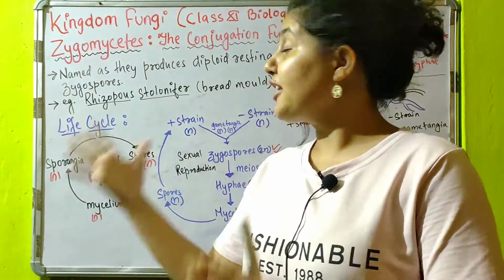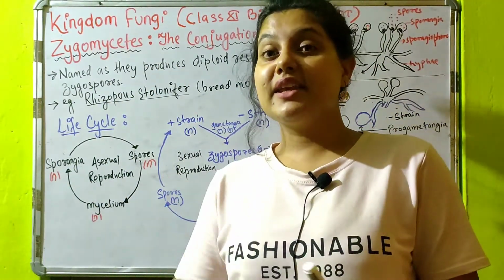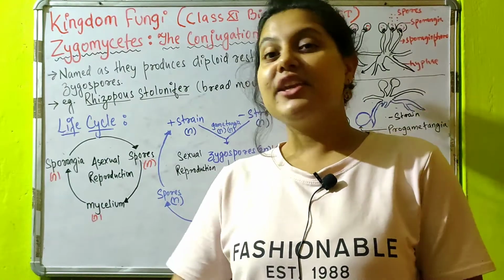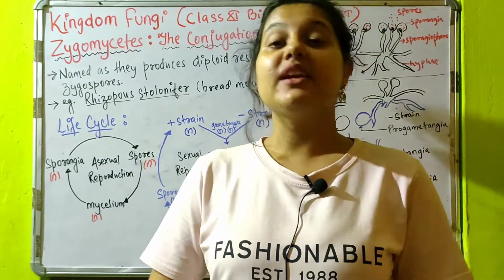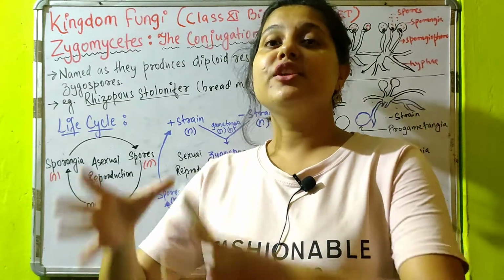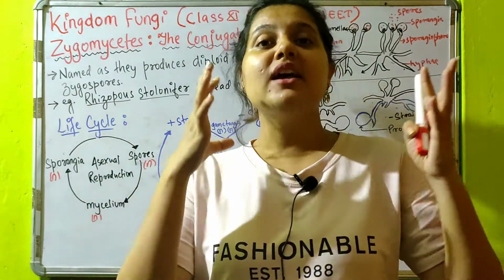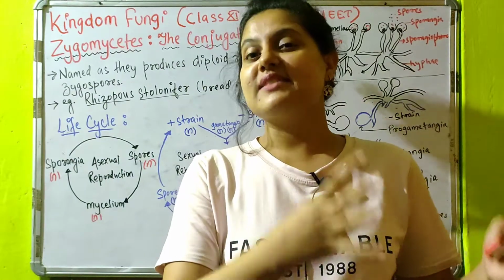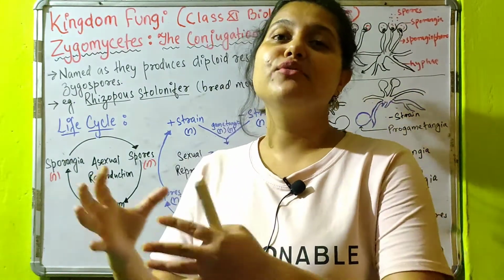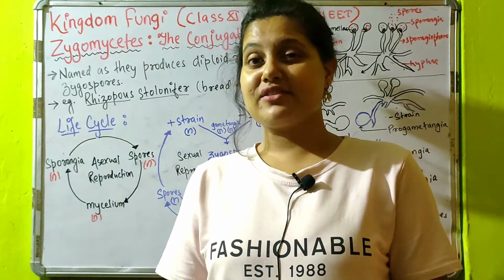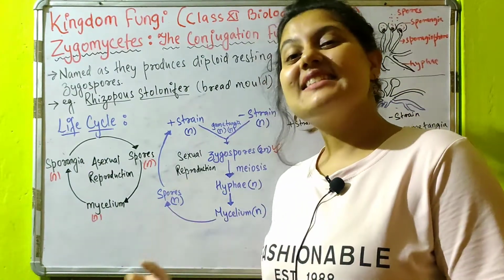Zygomycetes are nothing but a class of fungi which reproduces both by asexual and sexual means. By asexual reproduction they form sporangia, and by sexual reproduction they form zygospores. And the sexual reproduction is finally related to the asexual type of reproduction itself. See that they are entering the same cycle.